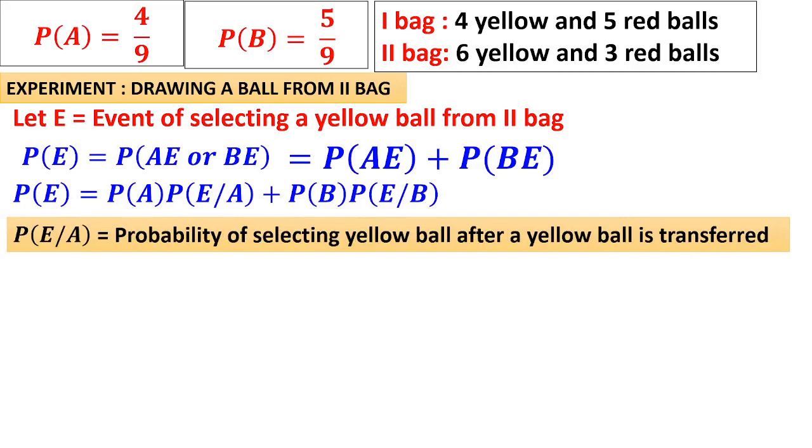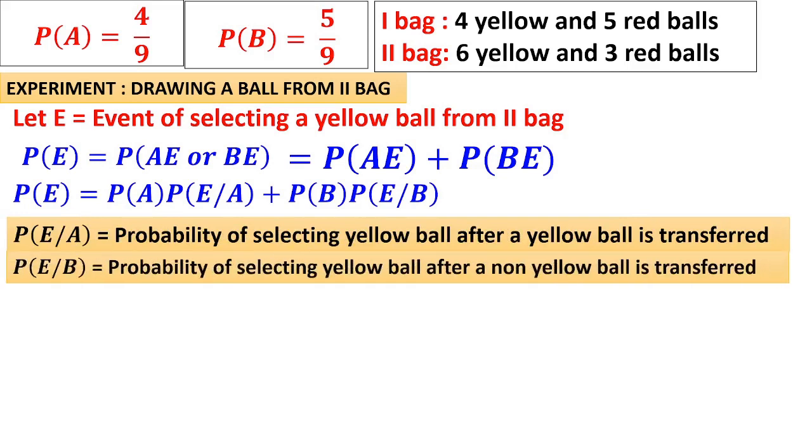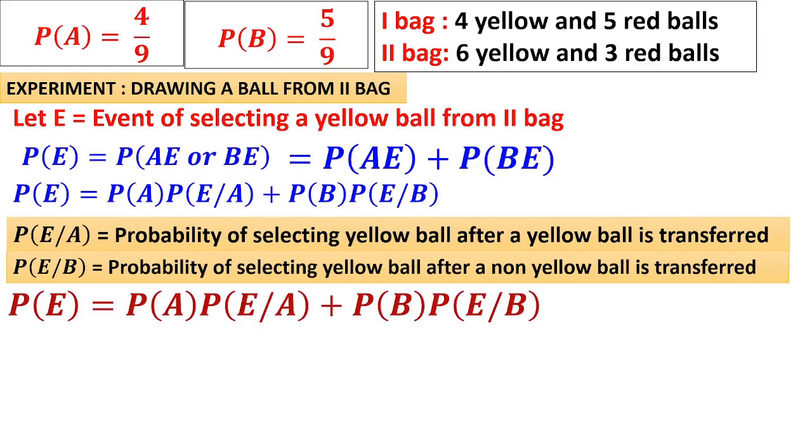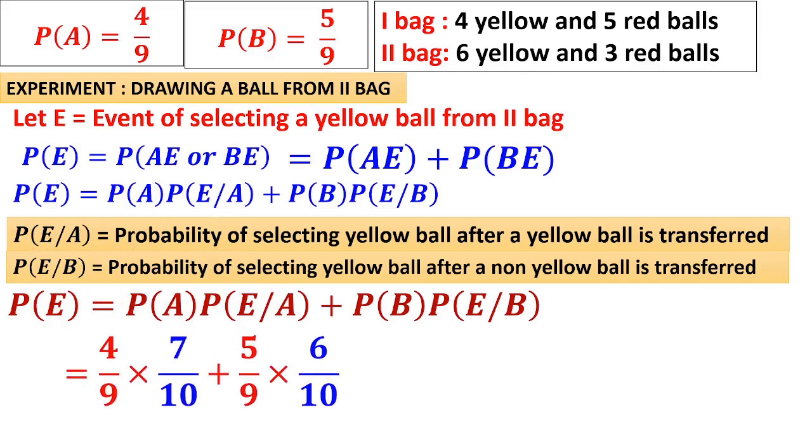Then I have written you what is P of E/A and E/B. Now we have to simply substitute the values. P of A, we already know, is 4 by 9. And you know that one yellow ball is transferred. Therefore the total will become 6 plus 3 plus 1, therefore 10. Yellow ball is selected, therefore the numerator is 6 plus 1, therefore 7 by 10.